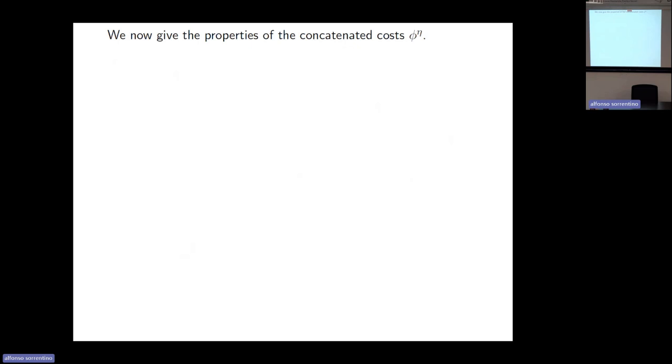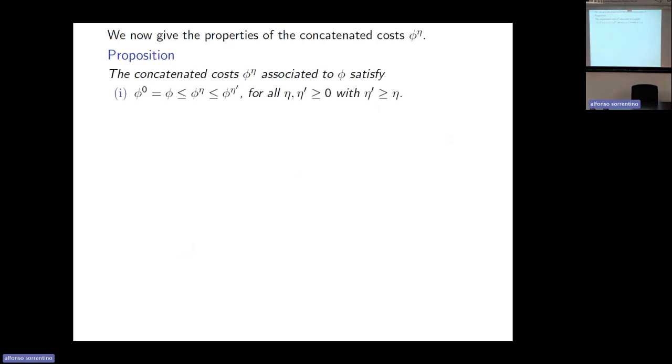Now, I'm going to give the properties of the concatenated costs, and they satisfy the following. If you compute the concatenated cost for 0, you just get phi again. If there is no condition on the chain that you use, you get the one which gives you the smallest number. And of course, from the definition, the higher eta prime, the fewer chains you have of which to take the inf. So you just have the inequality.